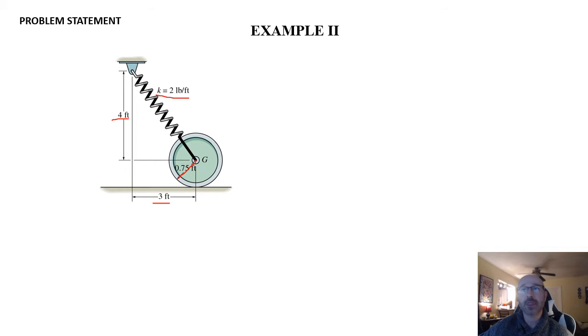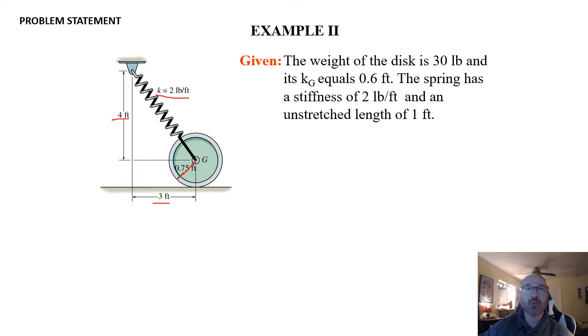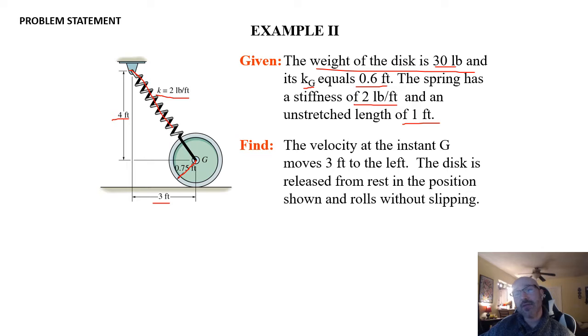at G. Now in the problem statement, they tell us that the weight of the disc is 30 pounds, and it has a radius of gyration, K sub G, equal to 0.6 feet. They also tell us that the spring has the stiffness we saw in our initial diagram of 2 pounds per foot, and an unstretched length of 1 foot. Now they want us to find the velocity at the instant that G moves 3 feet to the left.